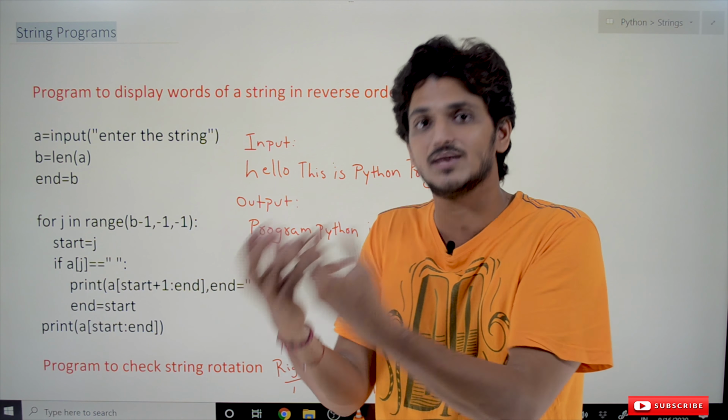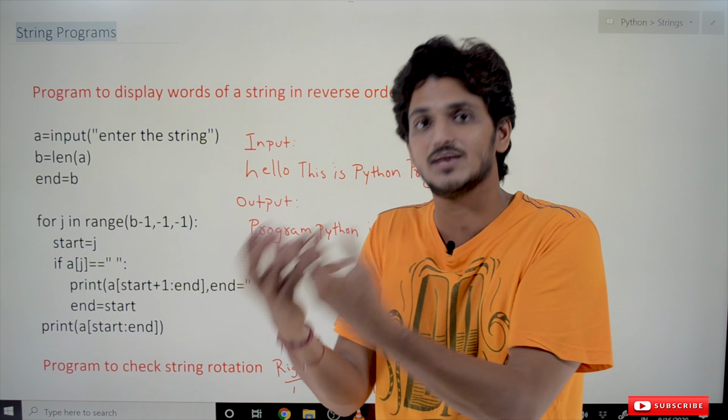Again we continue moving towards the front, and whenever we find an empty space, we find another word. We have to display from that start position to the end position. So the end value now points to this empty space. That is how we take two variables and keep updating them. Whenever we find the empty space, we display from the starting position to the ending position. The logic which we use here is this logic.